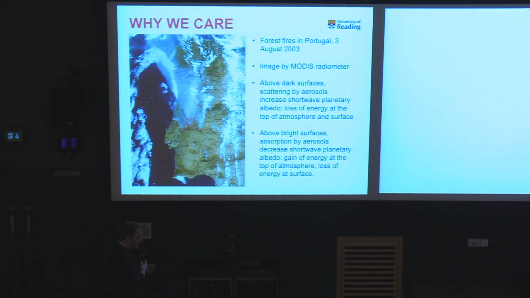So the sign of the impact of aerosols on the radiative budget essentially depends on the environment. What do you have below? And it depends on the nature of the aerosol. Do they absorb mostly, or are they mostly scattering? So that's the kind of thing we will need to represent well in the model to get the right climate impacts.